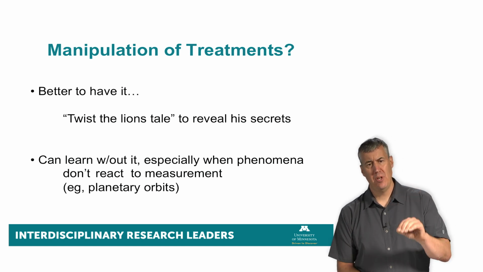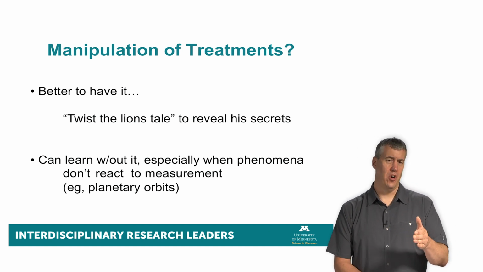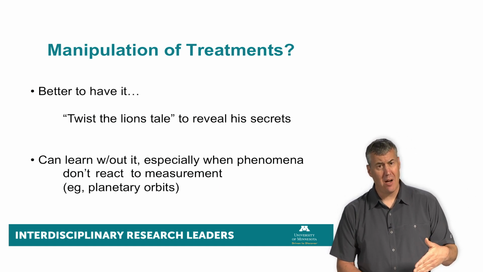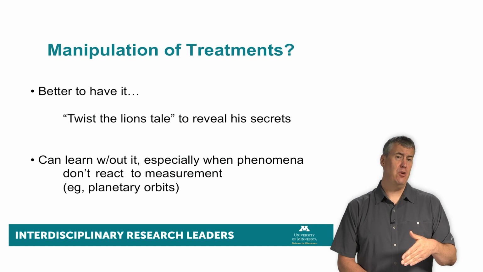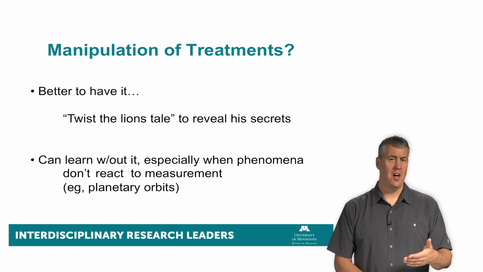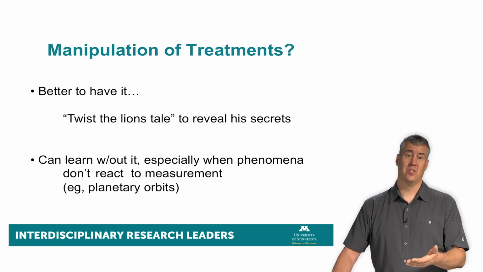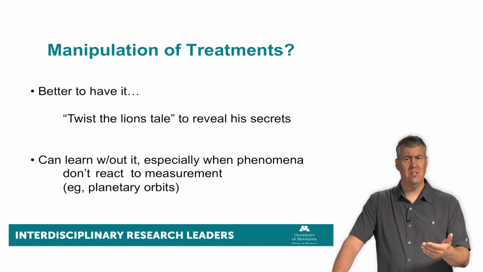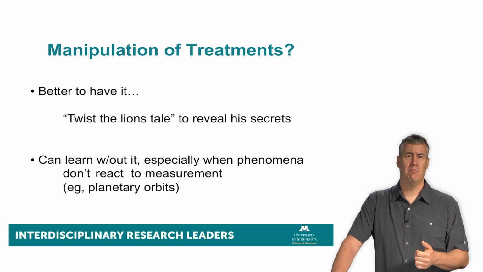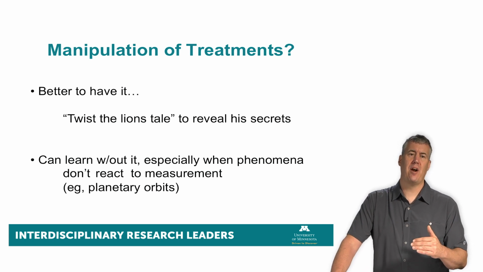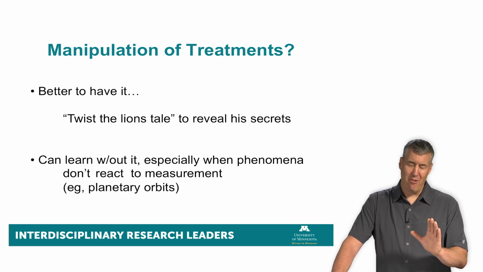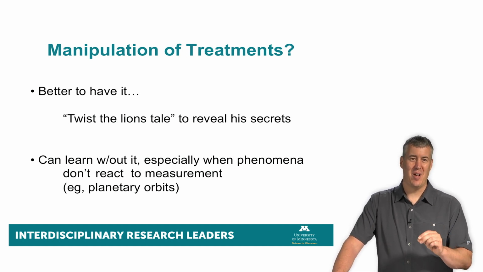We want to manipulate, in the best sense of the word, we want to intervene to really see what happens. We change the policy on labeling menus for calories, whatever else we're working on, and then see its health effects. This kind of policy intervention, sometimes called experimental manipulation, is always better to have. The old quip is we want to twist the lion's tail to reveal his secrets. I really don't want to touch the lion, but that's the metaphor.